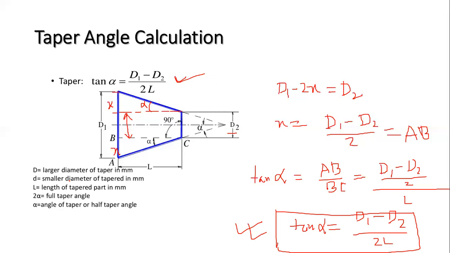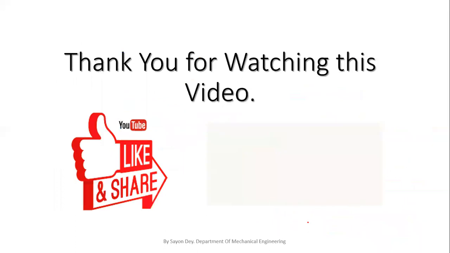Another thing written here is that D1 is written as capital D and small d, but according to our picture this is our D1 and the small dia will be D2. So this is the entire calculation for the taper angle. I think all the portions I have covered for taper turning.